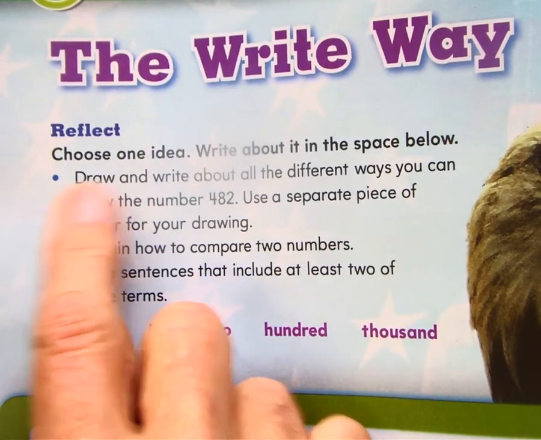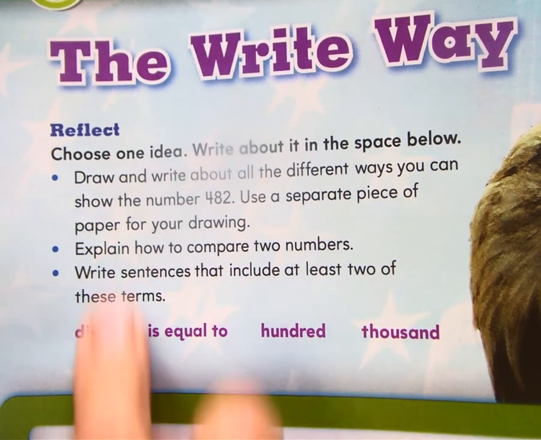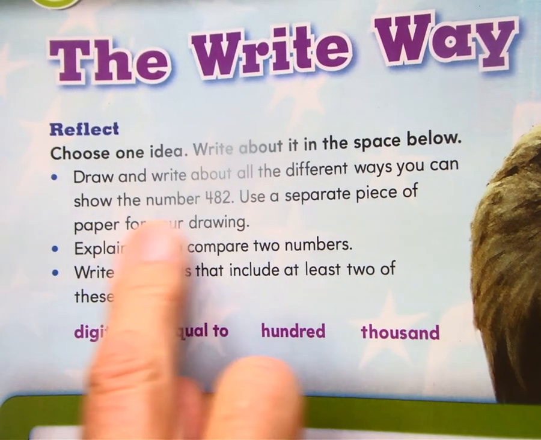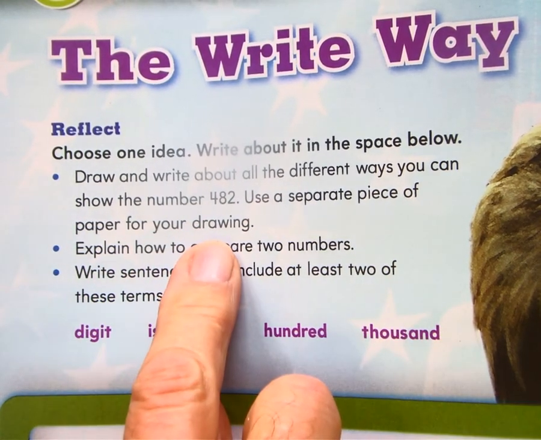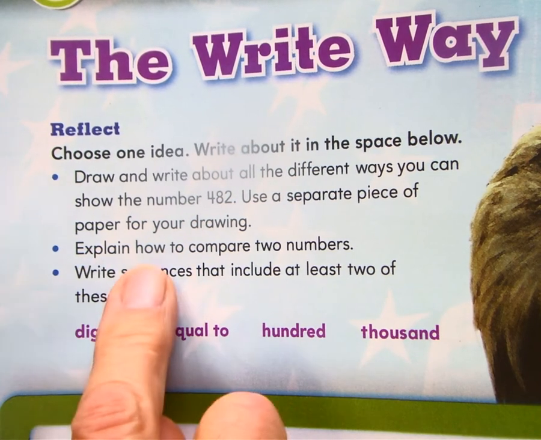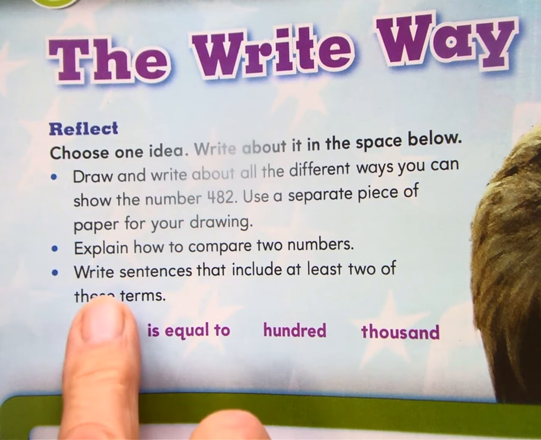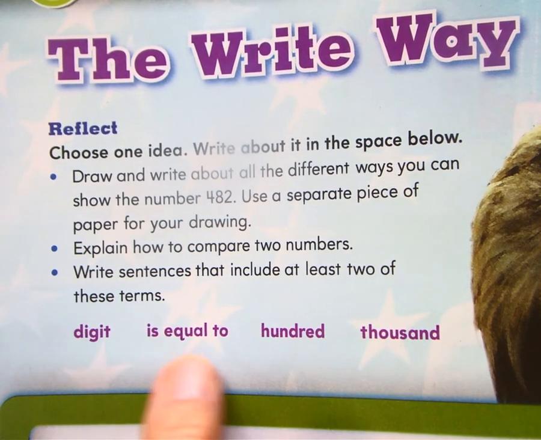Reflect. Choose one idea, write about it in the space below. So they give us three choices. Draw and write about all the different ways you can show the number 482. Use a separate piece of paper for your drawing. Yeah, okay, maybe. Explain how to compare two numbers. Write sentences that include at least two of these terms: digit, is equal to, 100,000.